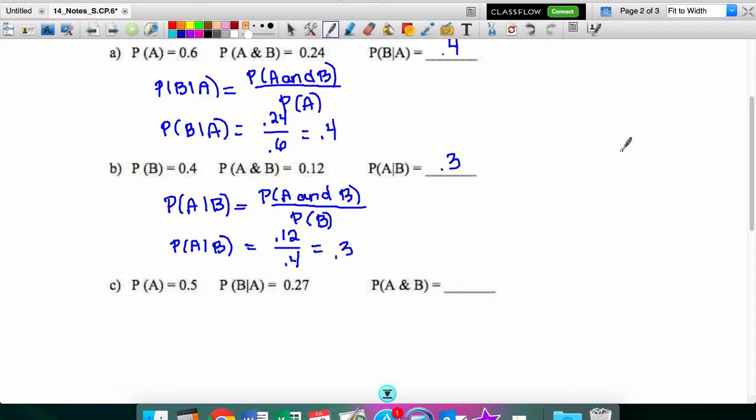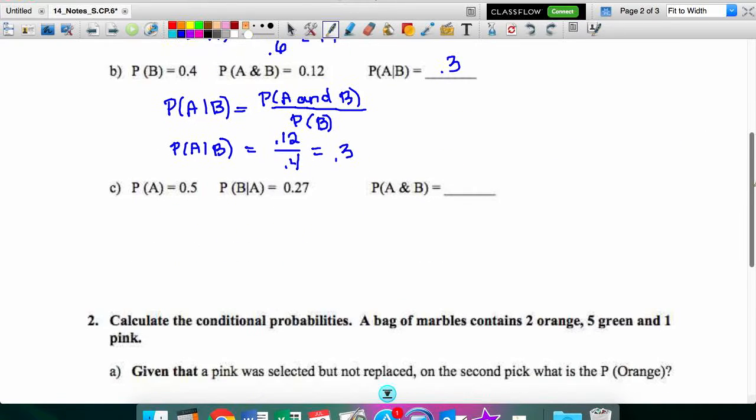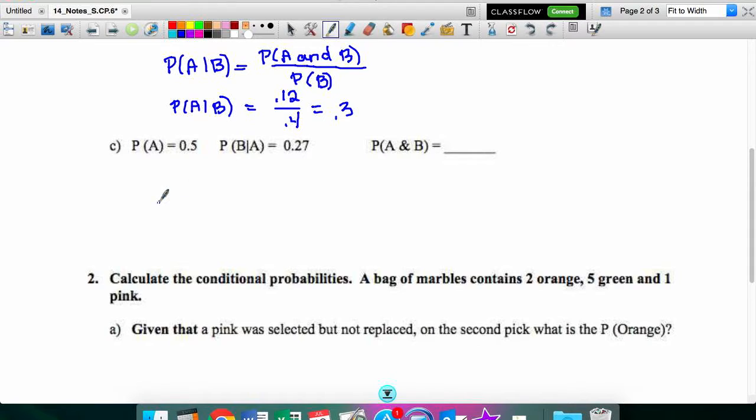Part C is a little bit more difficult. It gives us the probability of A and it gives us the probability of B given A, but we want to find the probability of A and B. Since we have a conditional probability, let's go ahead and write the probability statement for B given A. The formula is the AND, so A and B once again on top, divided by the probability of the second term, the probability of A.